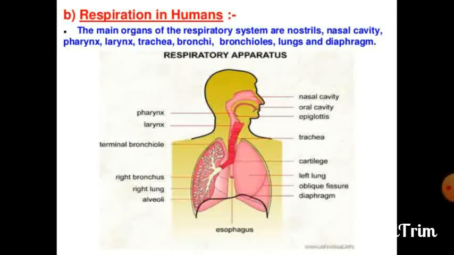This is the respiration in humans. We have the respiratory system which consists of the nasal cavity, pharynx, larynx, trachea. Trachea leads into the two bronchi, bronchi into the bronchioles, and the last is the alveoli.